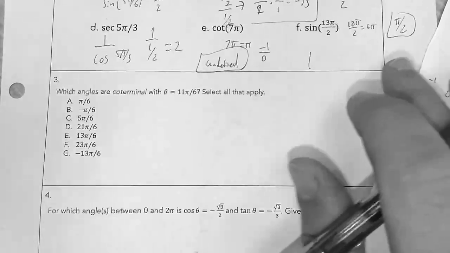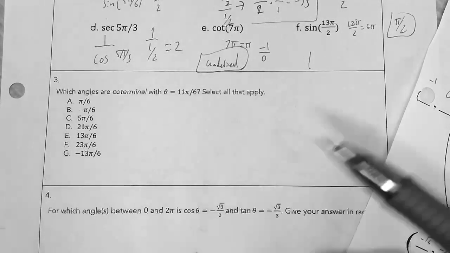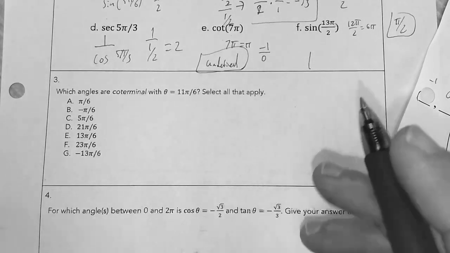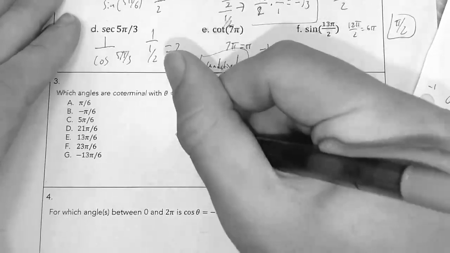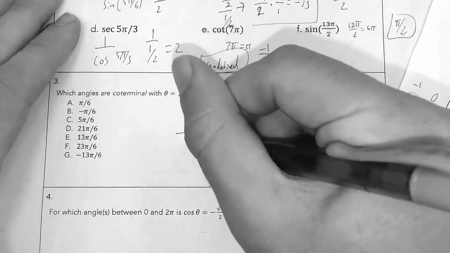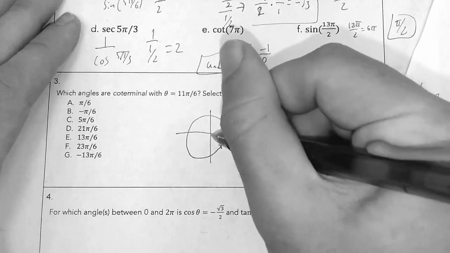Good. All right, what angles are coterminal with 11 pi over 6? So this is saying which angles are the same. They're different numbers, but they're the same measure as 11 pi over 6. Let's think about where 11 pi over 6 is. If we drew it out, it would be over here. This is 11 pi over 6.